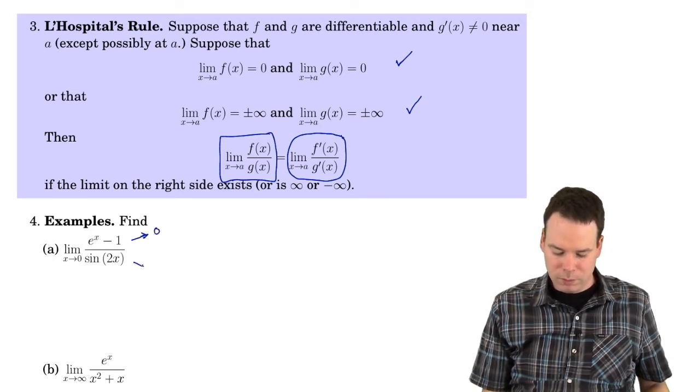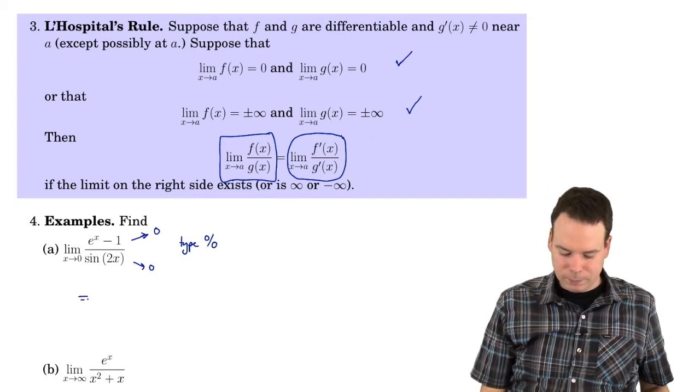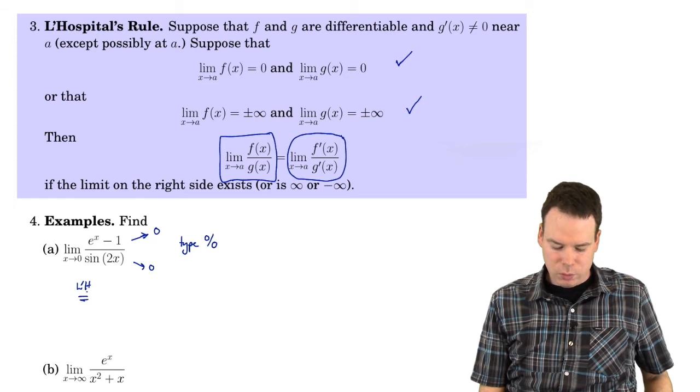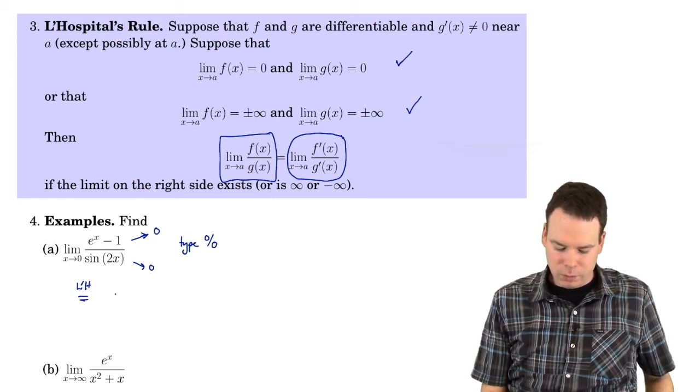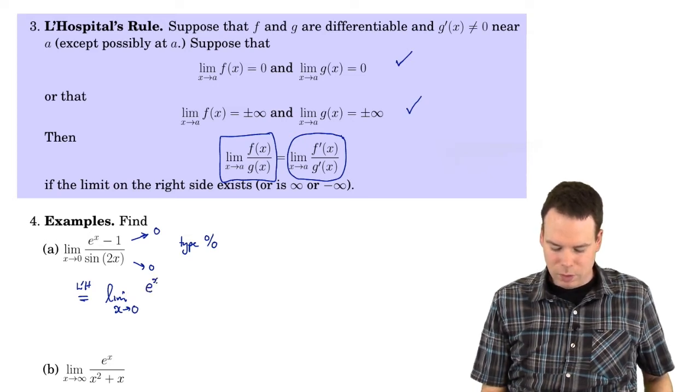So the top goes to 0, bottom goes to 0. So this is of type 0 over 0. Precisely the type that we can apply L'Hopital's rule to. So to signify we're using L'Hopital's rule, we just write an L apostrophe H over the equal sign. And this limit is equal to the value of this limit, the derivative of the top over the derivative of the bottom. So it'll be e^x over 2 cos 2x.